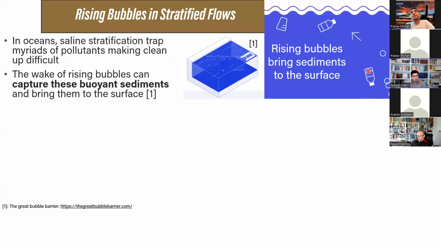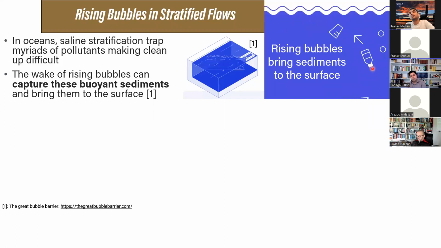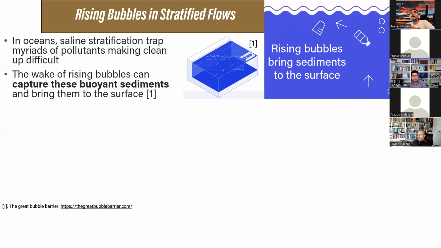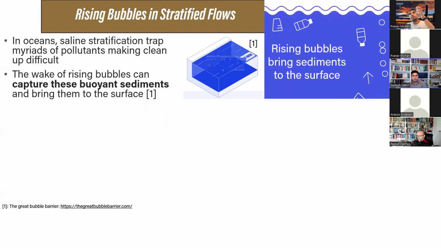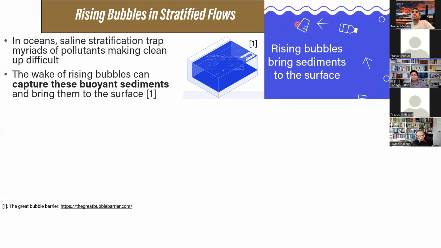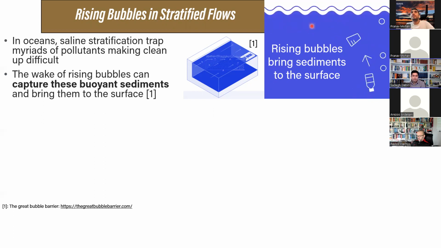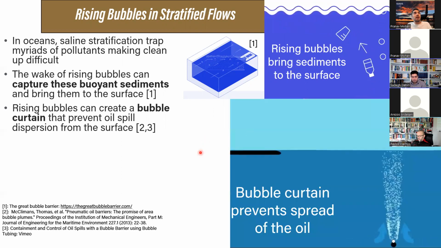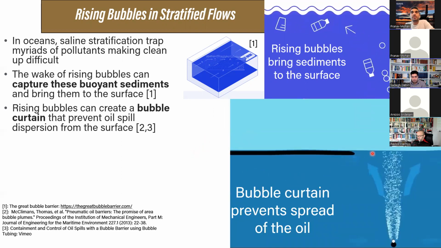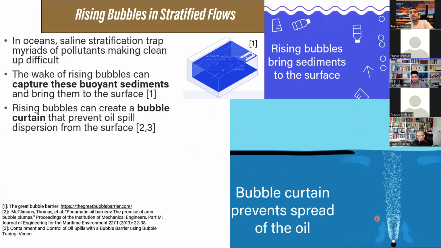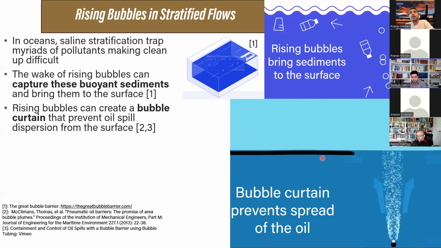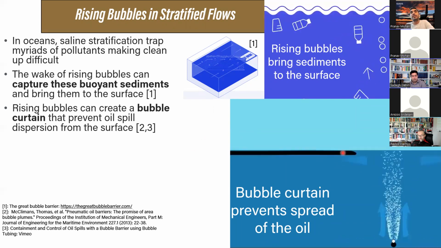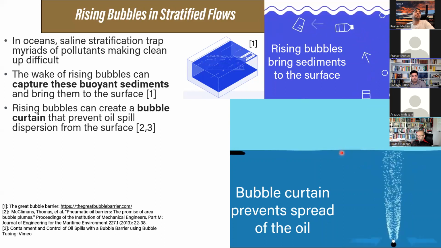So for example, in the density stratification, cups or water bottles could be stuck, and when bubbles rise, they actually create a vertical flow, which brings any particles or sediments to the top so that they can be collected easier. Rising bubbles can also be used to create a bubble curtain, as you can see over here, so that if there's an oil spill, you can restrict the movement of that oil spill so that it can be more easily collected from the surface of the water.